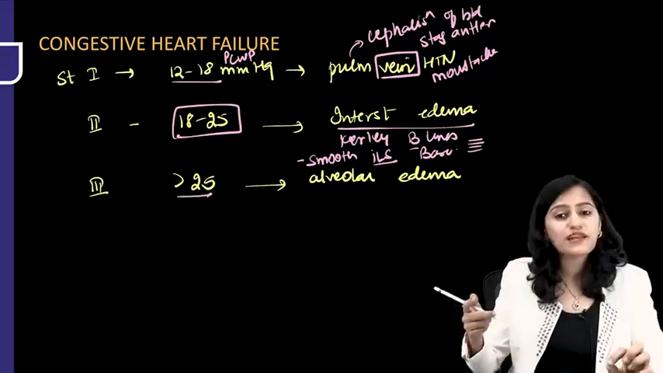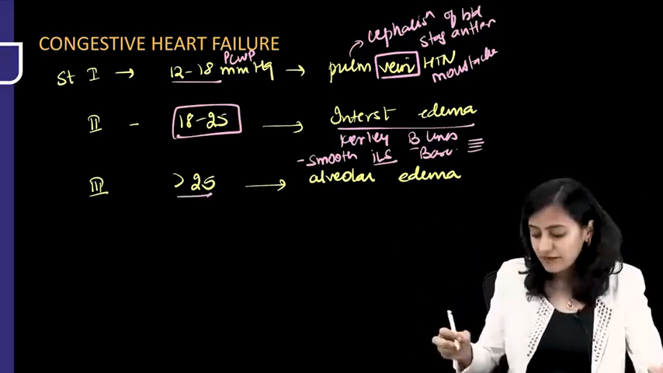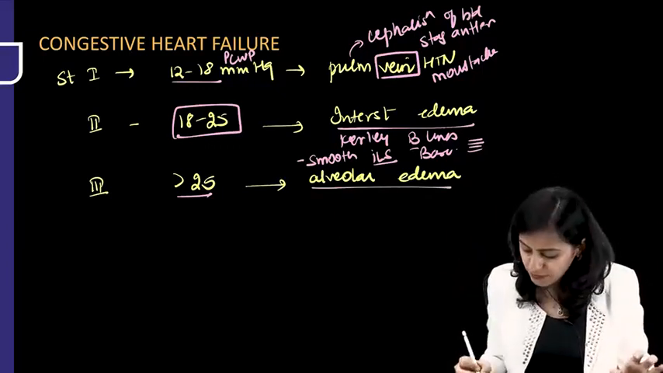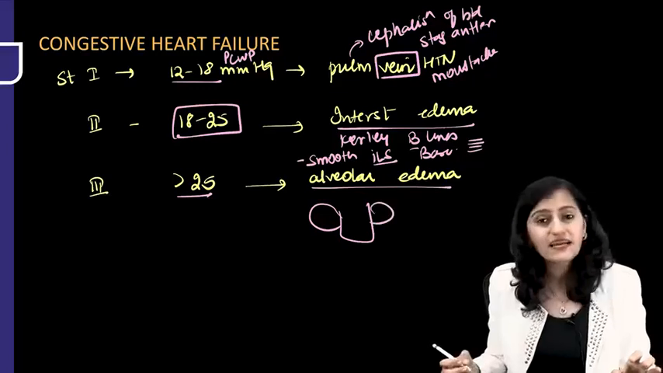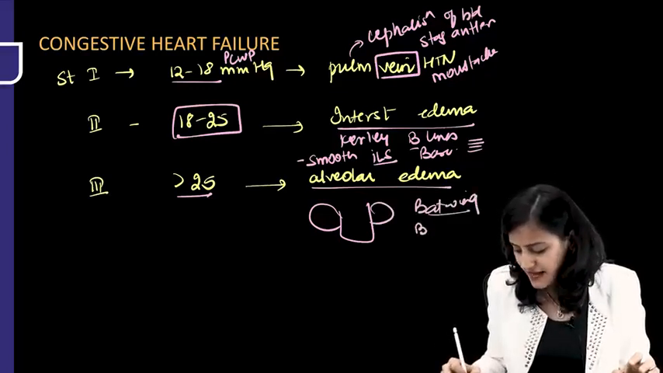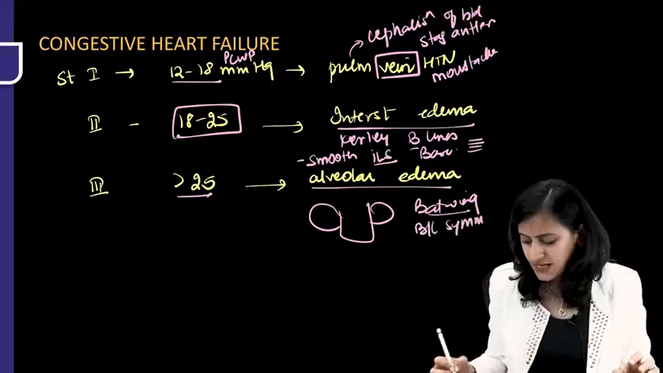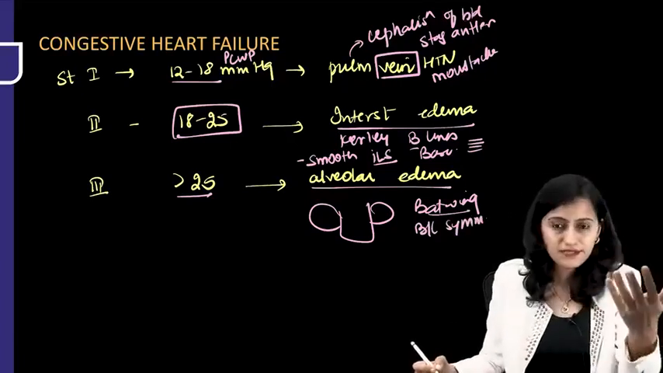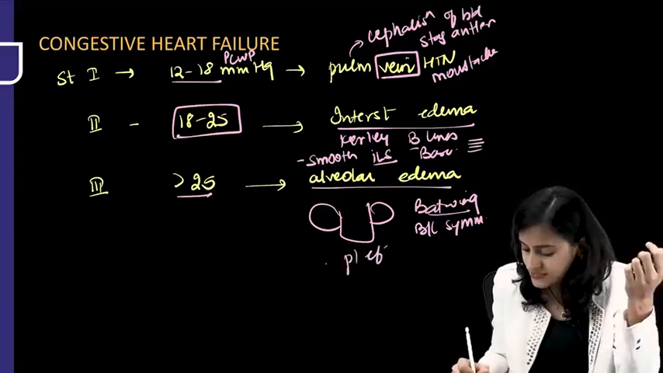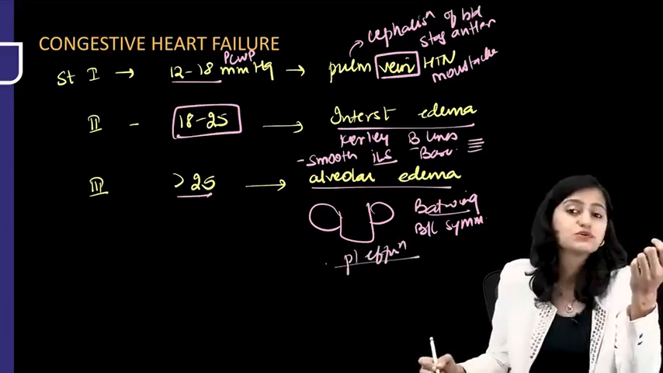Stage 3, more than 25, the fluid now goes into the alveoli. So that is pulmonary alveolar edema, which gives confluent opacities in a central perihilar location, that gives the bat wing appearance. The bilateral symmetrical perihilar opacities, the bat wing appearance. And the fluid can go into the pleural space as well, and there is pleural effusion.